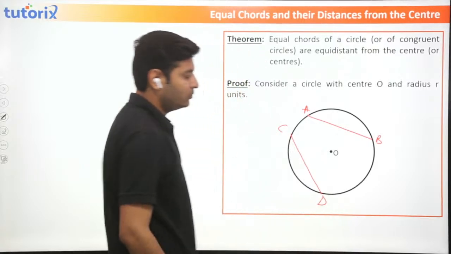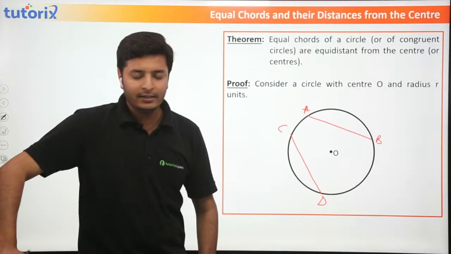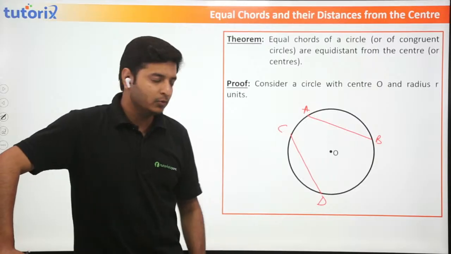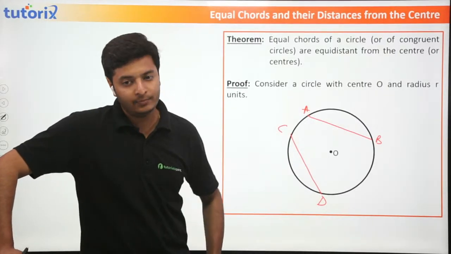Suppose one chord is here, and the other one is here. A, B, and C, D are two chords, suppose. They are equal in length. Then we need to prove that they are equidistant from the center.